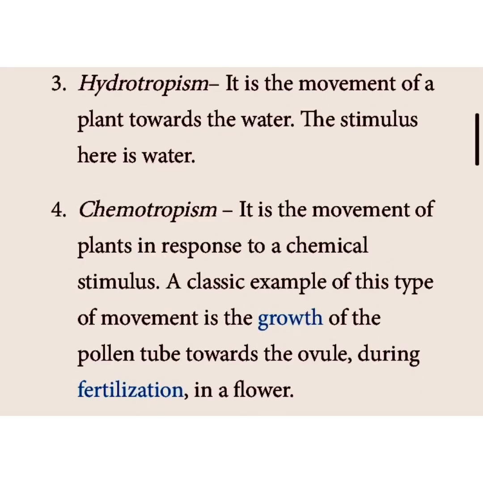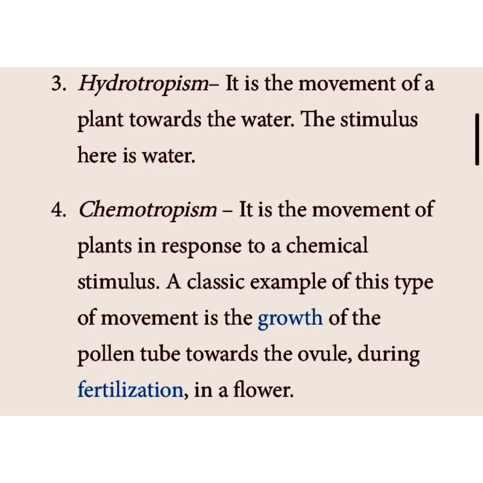The next types of tropic movements are hydrotropism and chemotropism. Hydrotropism is a movement of a plant towards the water. The stimulus here is water. So roots, because they grow towards the water, are positively hydrotropic.